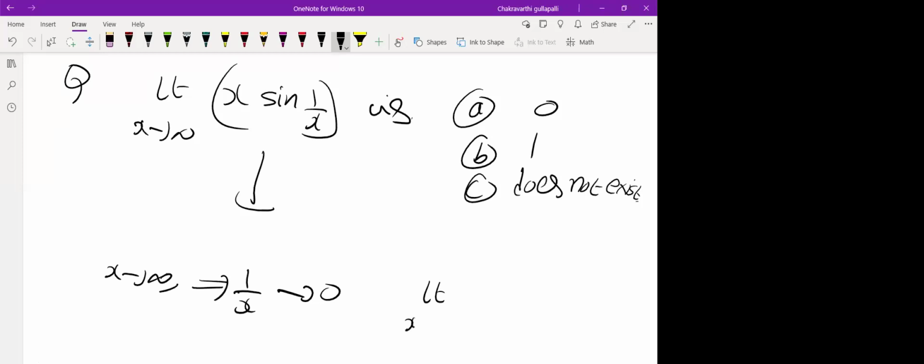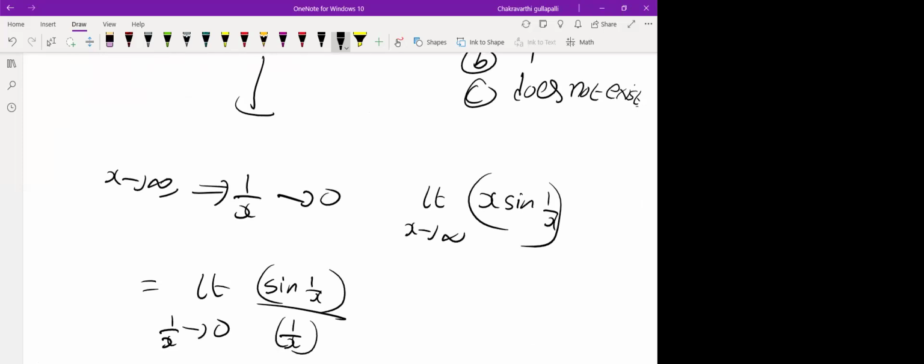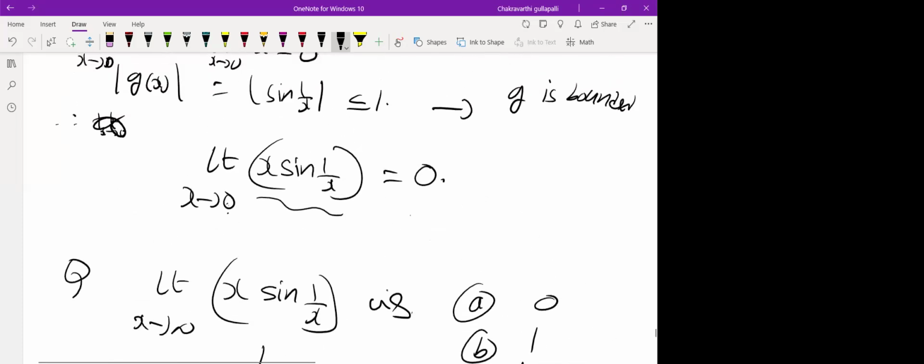Therefore, limit x approaching infinity, x sin(1/x) can be rewritten as limit 1/x approaching 0, sin(1/x) by (1/x), because 1/x is x. This is in the form limit theta going to 0 of sin theta by theta. You might have studied this in your intermediate. Standard value 1. So what is the answer for this? 1 is the answer.